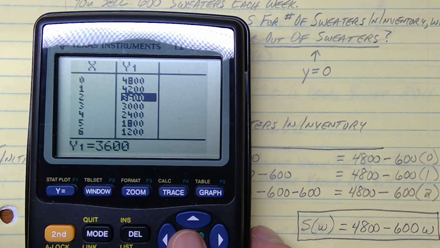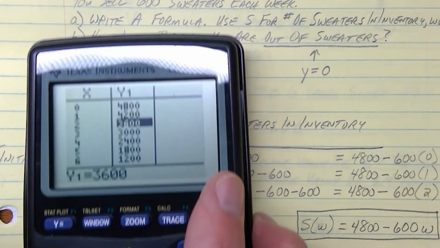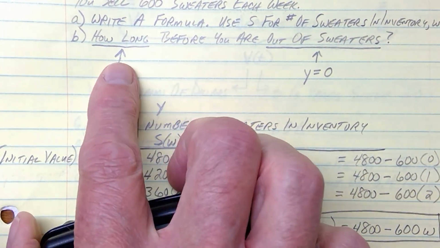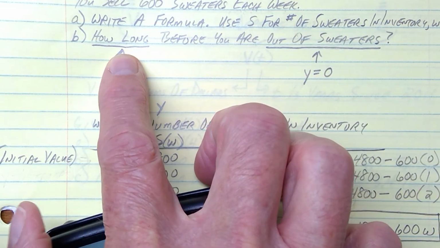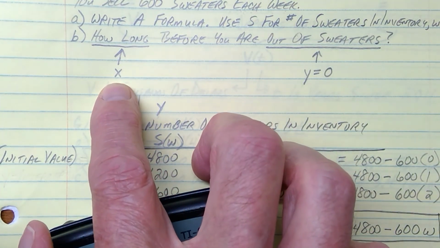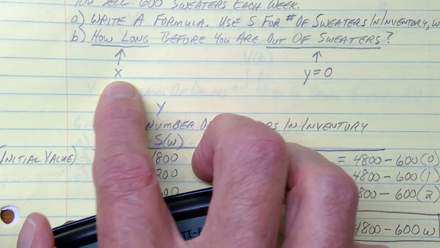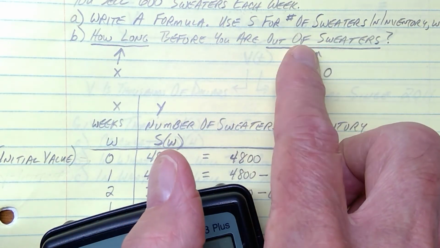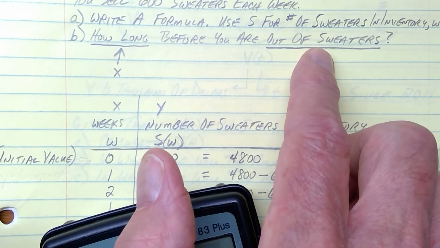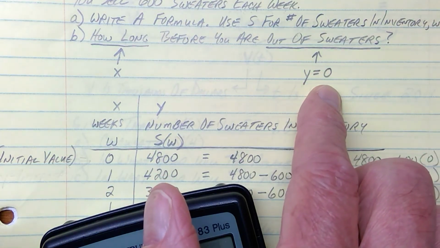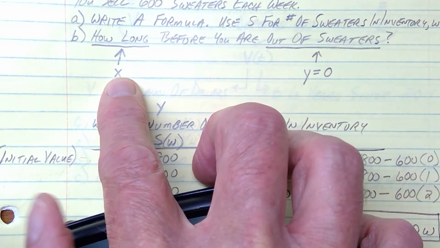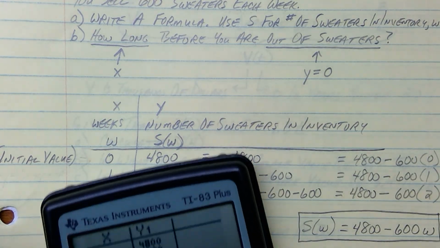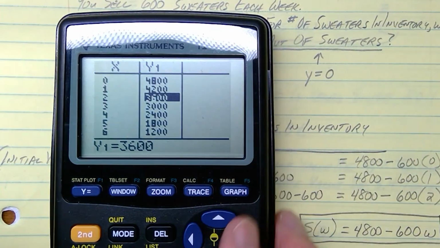So my first question is, hey, when do you run out of sweaters? All right, so how long before you run out of sweaters? Now, if I ask you when or how long, I'm asking for the X. I'm asking for the time variable. And then out of sweaters, they didn't actually give you a number, but when you're out of something, that number is 0. So we're wondering when the number of sweaters is 0. When is Y 0?